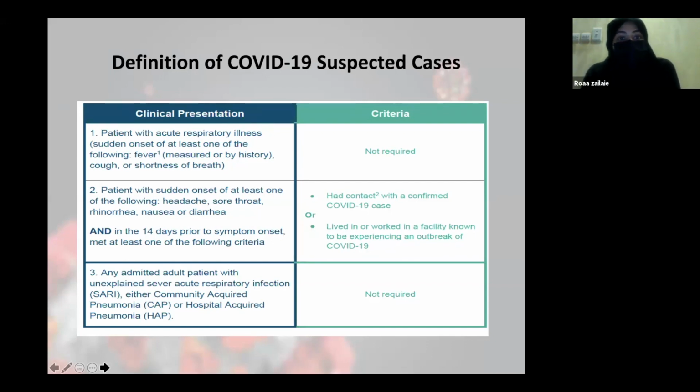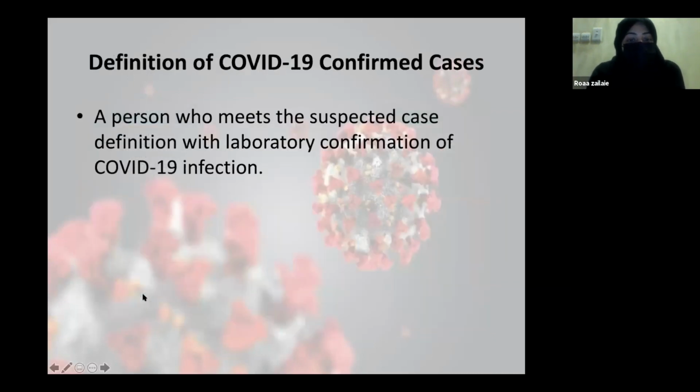When we say confirmed, it is the same definition as suspected, but you have positive laboratory confirmation of COVID-19 infection, which is real-time PCR.